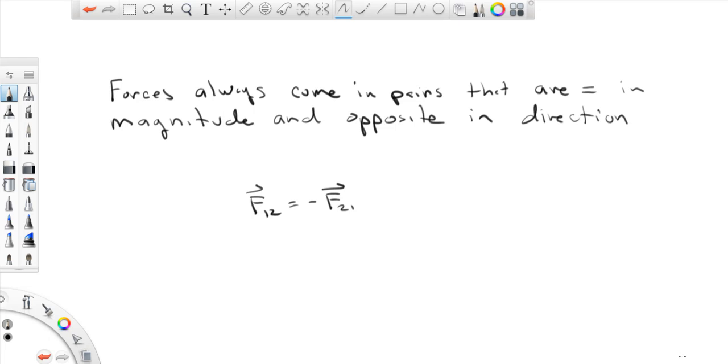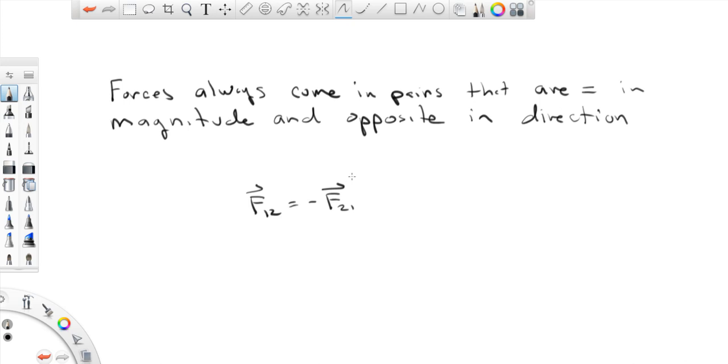I'm making this video here to help you understand Newton's third law. So I've written it out here how it's typically written in most physics texts, so we'll go over that. Forces always come in pairs that are equal in magnitude and opposite in direction.